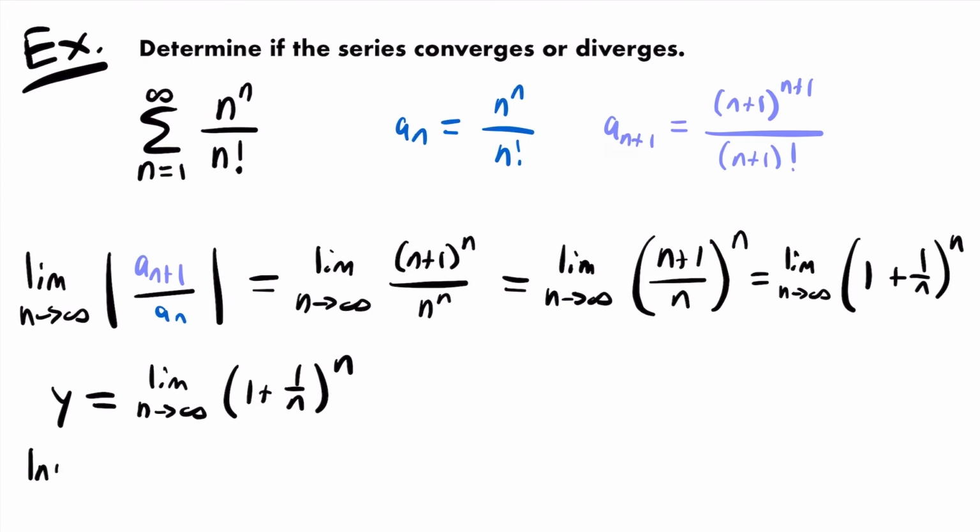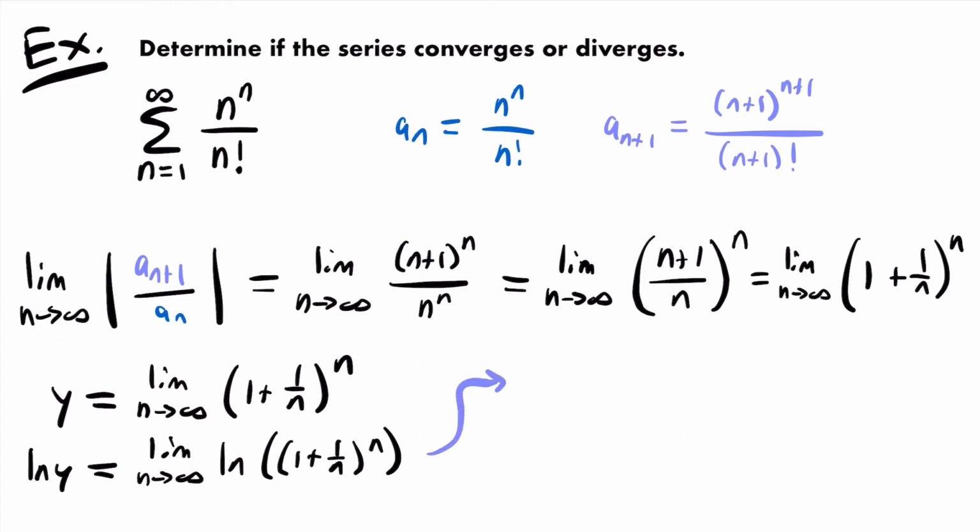So we'll have the natural log of y is equal to the limit as n approaches infinity of the natural log of (1 plus 1 divided by n) to the power of n. Now, when you have the natural log of an expression raised to a power, you are allowed to move that power to the outside of the natural log function. That is one of the properties of logarithms. And so what we will have is that the natural log of y is equal to the limit as n approaches infinity of n times the natural log of (1 plus 1 divided by n).